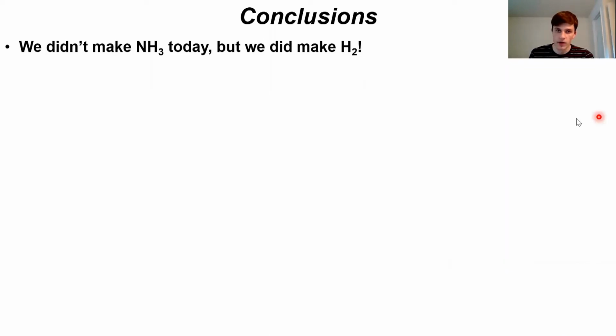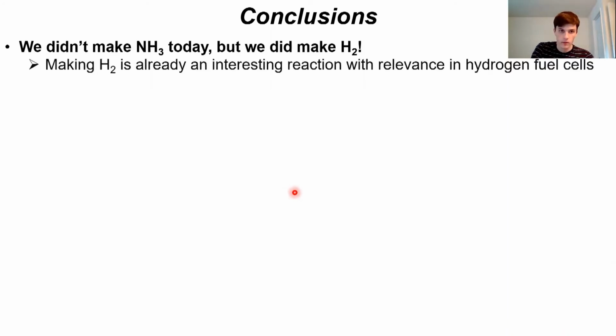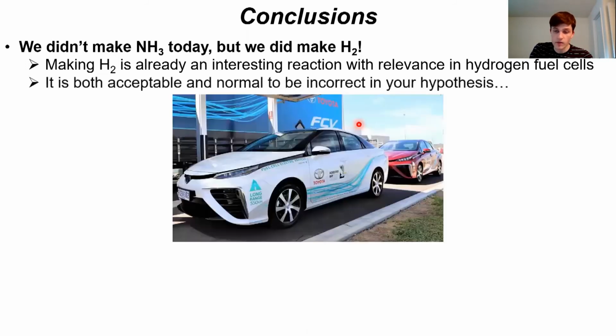So in conclusion, we did not make ammonia today, but we did make H2. This is an interesting result, because hydrogen is a clean and carbon-free fuel. While this may not solve our specific question, it may nevertheless be interesting because hydrogen has relevance for hydrogen fuel cells. Furthermore, it's important to know that in science, this experimental outcome, where your hypothesis is not correct, is quite common and pretty acceptable.